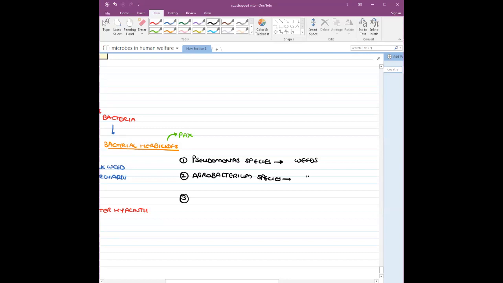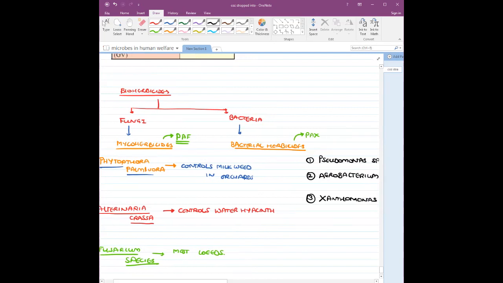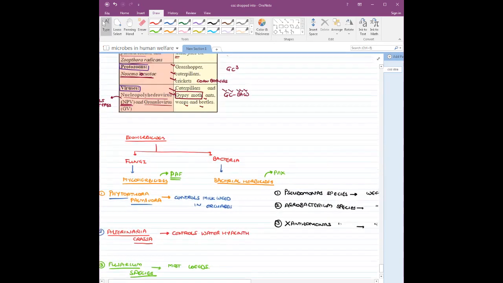And the third one we are going to have is your Xanthomonas. Okay, so Xanthomonas species. So, guys, this is how you're going to remember this, as your PAF and PAX. Okay, keep this thing in mind, guys. Very, very, very important. Okay, PAF and PAX.